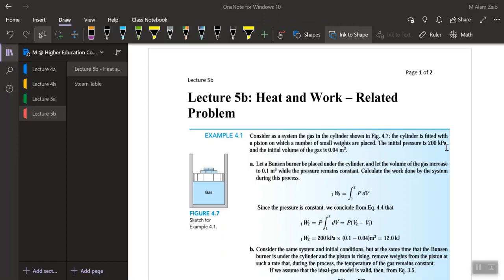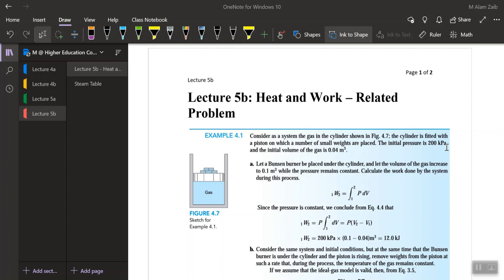Lecture 5B, heat and work, and we will be doing some related problems. Example 4.1 might be a different number in your book. Consider as a system the gas in a cylinder as shown in figure 4.7 over here.